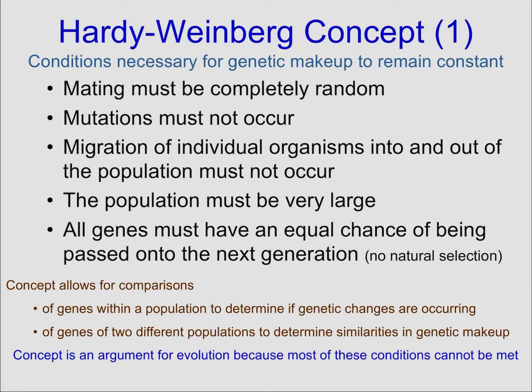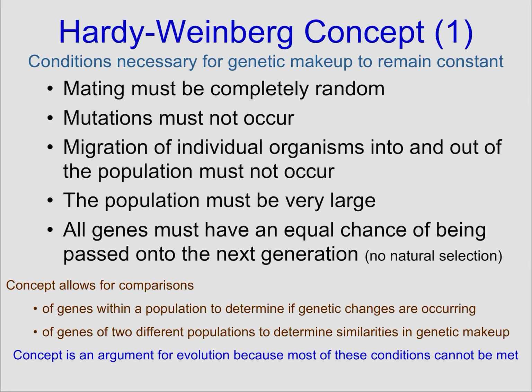The Hardy-Weinberg concept is that conditions are necessary for genetic makeup to remain constant. The mating must be completely random, mutations must not occur, migration of individual organisms into and out of the population must not occur, the population must be very large, and all genes must have an equal chance of being passed on to the next generation, meaning there's no natural selection.